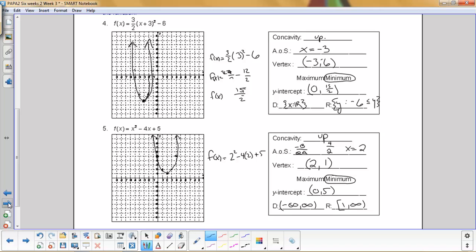Please complete example number 6 on your own. Be ready to share and discuss it in class tomorrow.